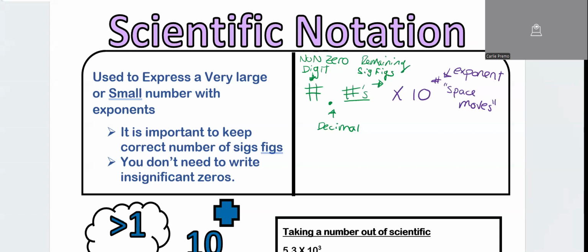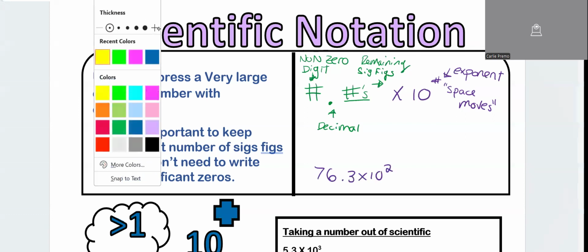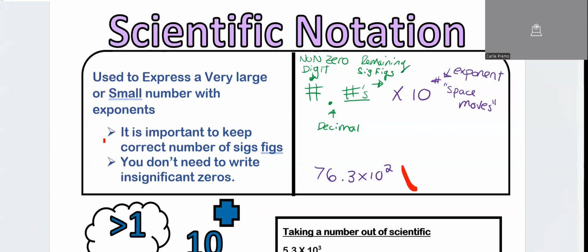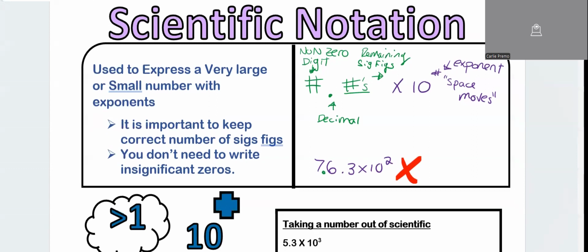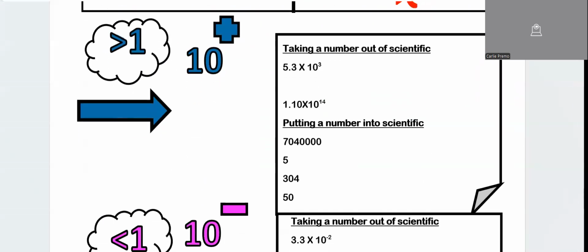Sometimes people will try to write scientific like this. This would be considered incorrect because, again, the digit for the decimal should be right here, not further out. So let's look at the two types of numbers we have. Now, there's other ways you can think about scientific notation. This is just the way that I've found to make sense to my brain.